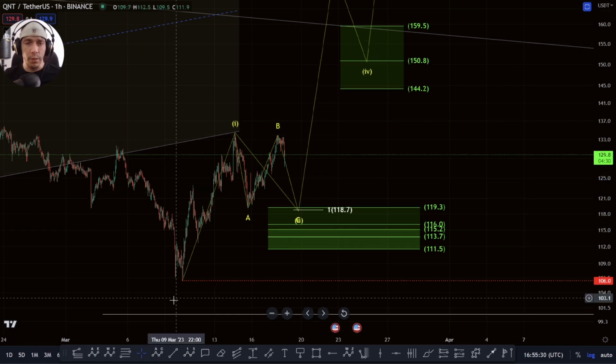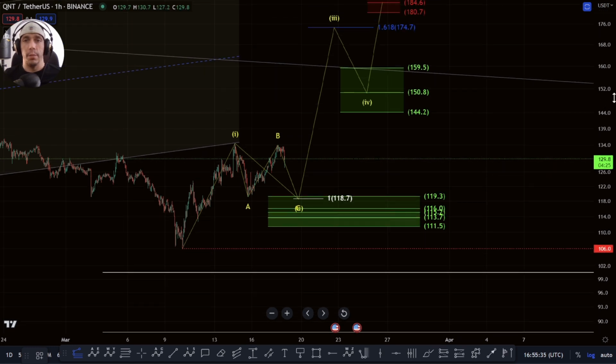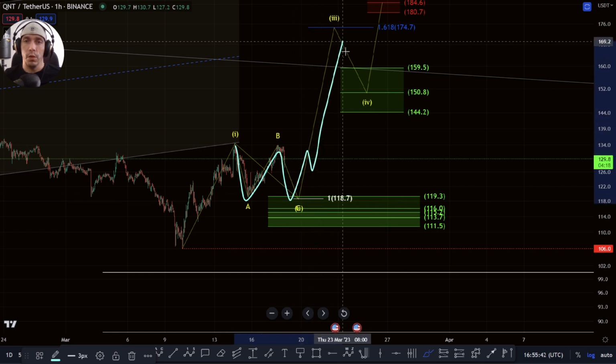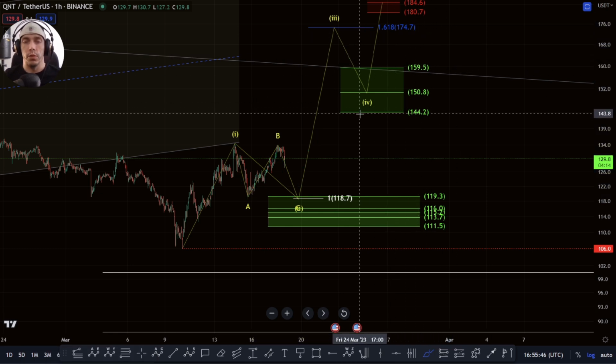So if we're talking bullish scenarios here, what we want to see is a bigger five-wave move to play out. If we do see this play out as an A, B, and a C, potentially from here we'd want to see a 1, 2, 3, 4, and a 5 up into this zone of this $174 range.